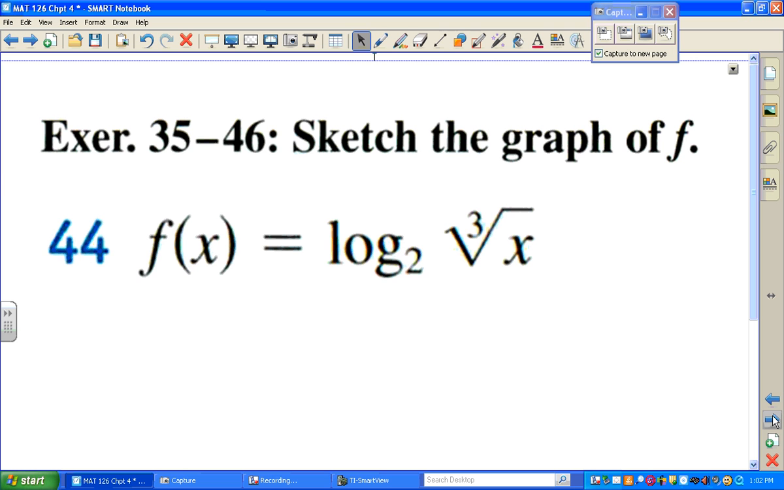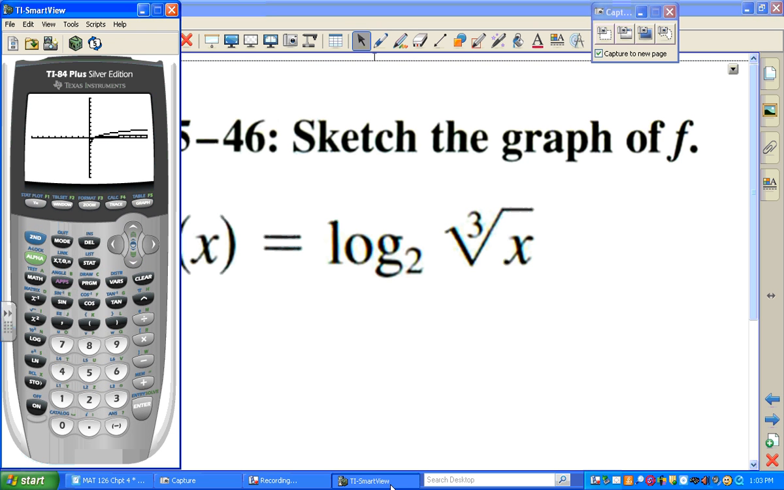Sketch the graph. That doesn't look like fun. Cube root. Oh, I know why it's on there. See if you can use your calculator. Well, I think we are all pretty skilled in that regard. You'll be surprised how many people don't know how to use a calculator when you go off somewhere to school.